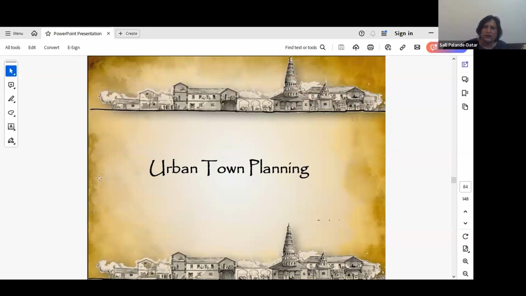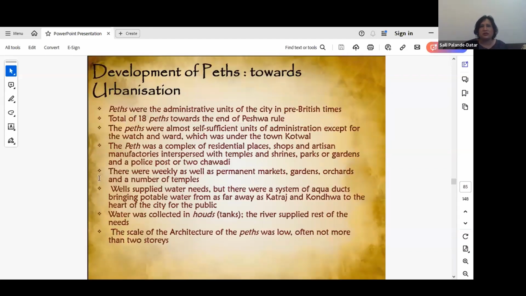If we come down to urban town planning, we see this particular unit of pethes in many areas. Now, pethe urban units are also found in urban areas in Bangalore and elsewhere. So these are the administrative units of a city in pre-British times.